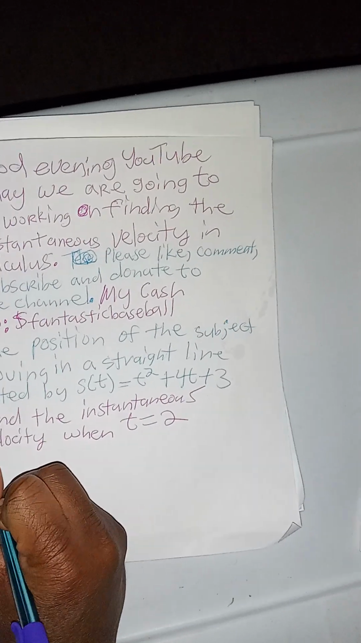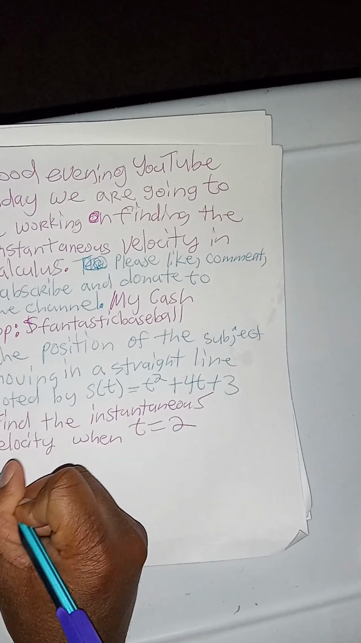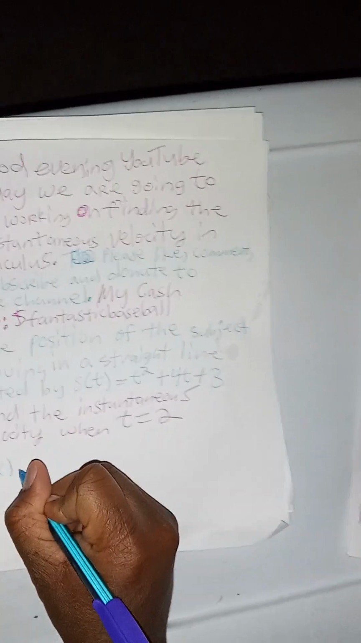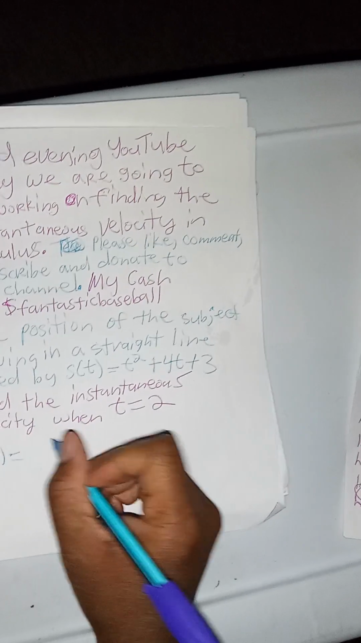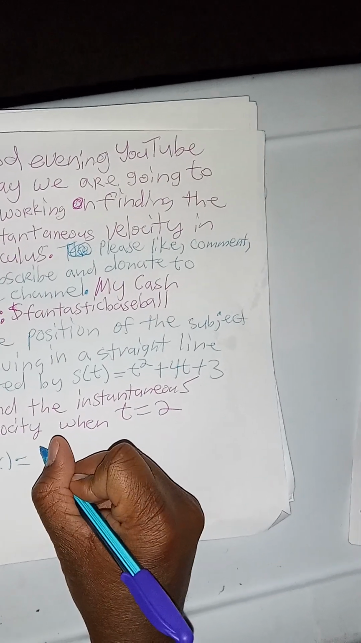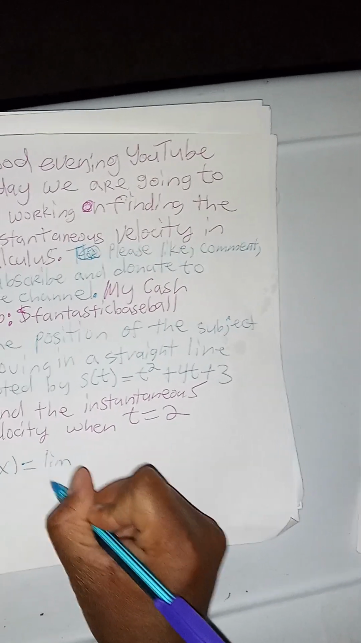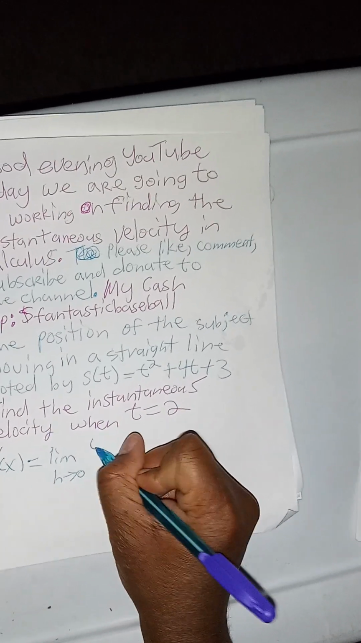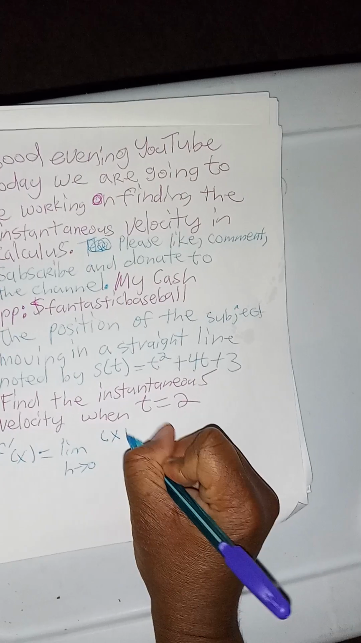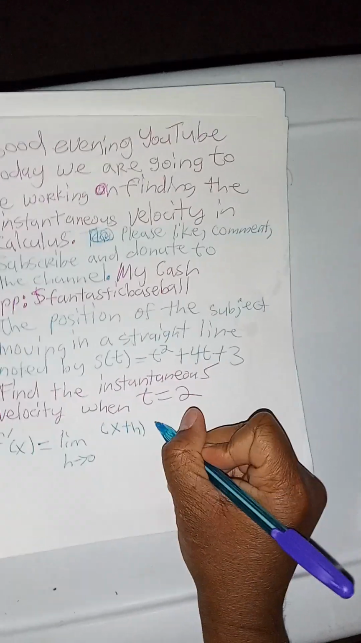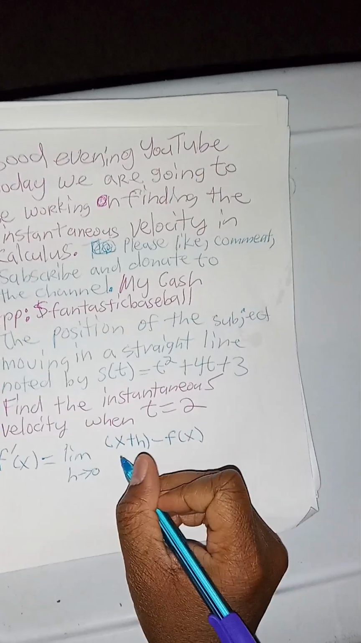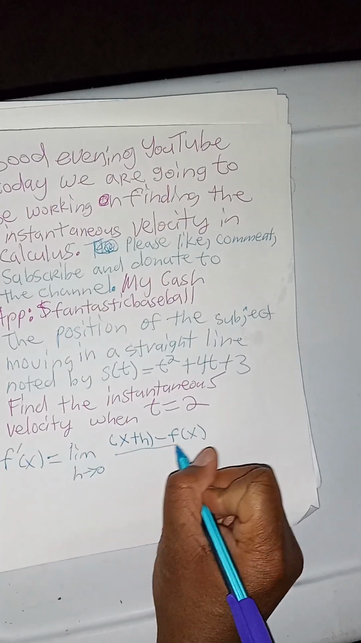So, f prime of x is equal to the limit as h goes to 0 of f of x plus h minus f of x, all over h.